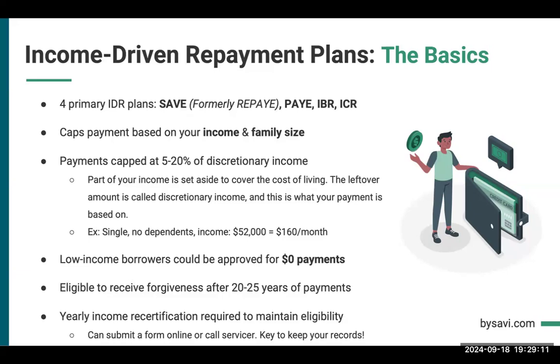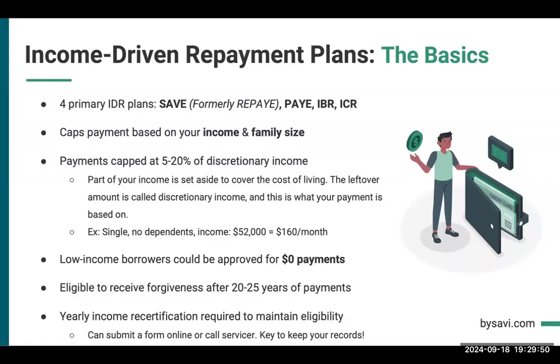So I'll give you an example. Let's say you file your taxes as single with no dependents and an income of around $52,000 a year. That's going to come out to around $160 a month on an income-driven repayment plan. And it's sort of a sliding scale from there. If your income's higher, that monthly payment amount's going to be higher. If your income's lower, that monthly payment's going to be lower, okay? And there's no cap to how much income you can have. So you could be making $500,000 a year and still be on an income-driven repayment plan, okay? And if your income is low enough, you could qualify for as low as a $0 monthly payment.